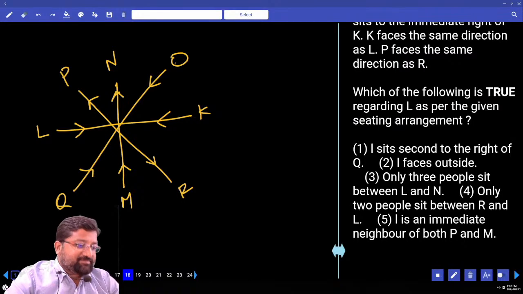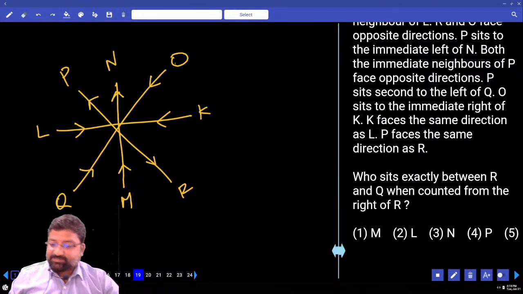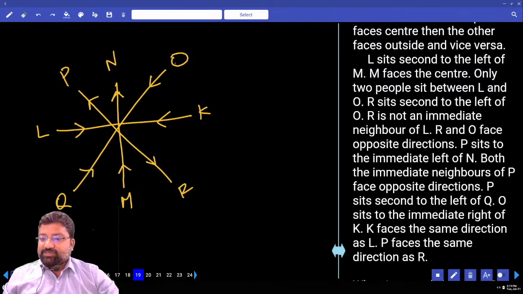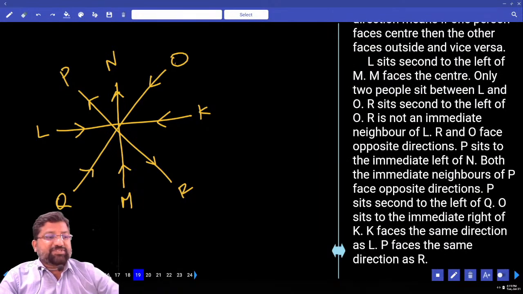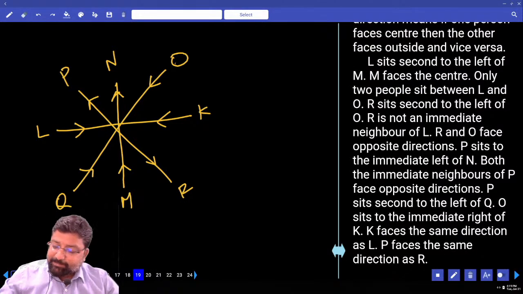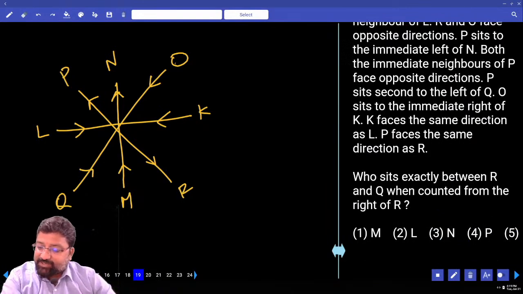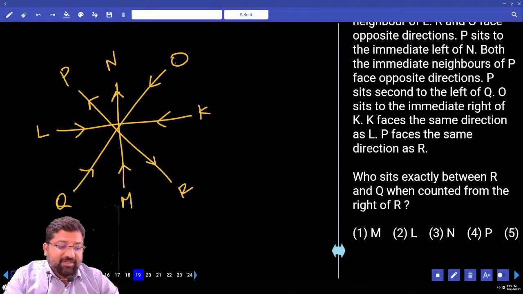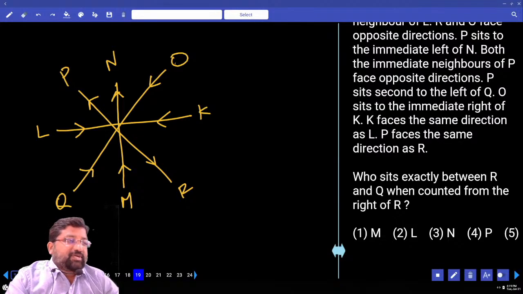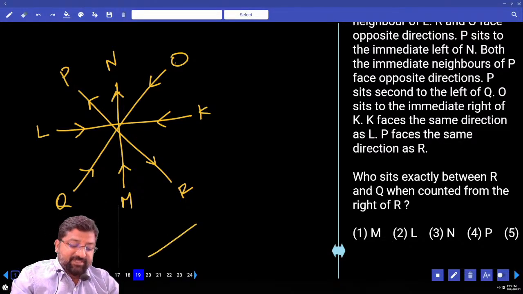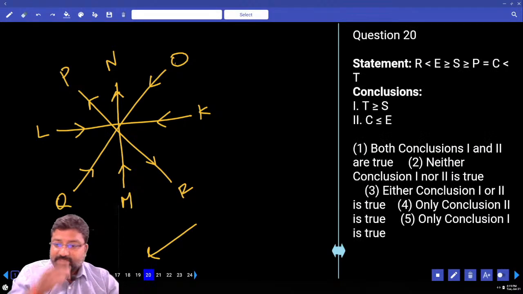Q and M. So did I get my answer? Yes. Is this the same one or a different one? Same. What is the question here? Who sits exactly between R and Q when counted from the right of R? R and Q when counted to the right of R. R is facing inside or outside? Outside. Then this is right. What's the answer? M. 20.